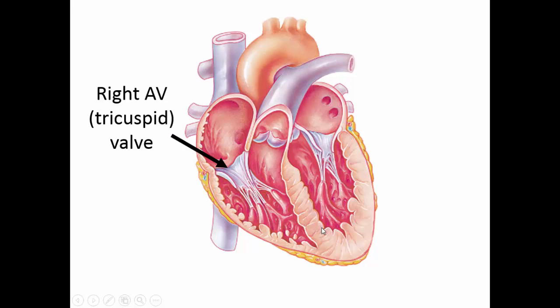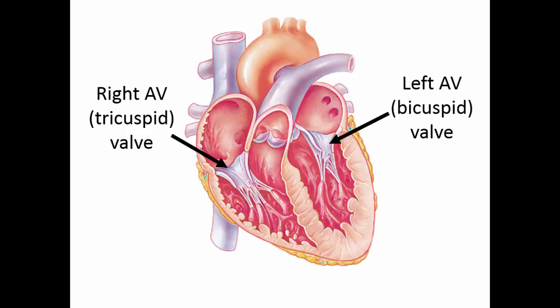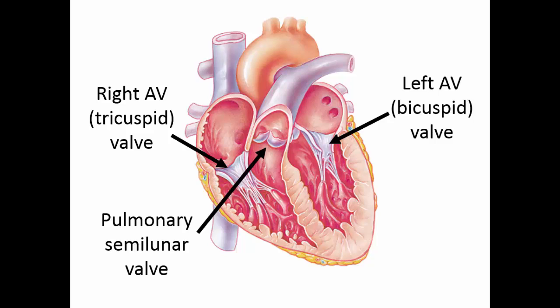The right AV valve, or the tricuspid valve, is between the right atrium and the right ventricle. The left AV valve, or the bicuspid valve, also known as the mitral valve, is between the left atrium and the left ventricle. The pulmonary semilunar valve is between the right ventricle and the pulmonary trunk, and the aortic semilunar valve is between the left ventricle and the aorta.